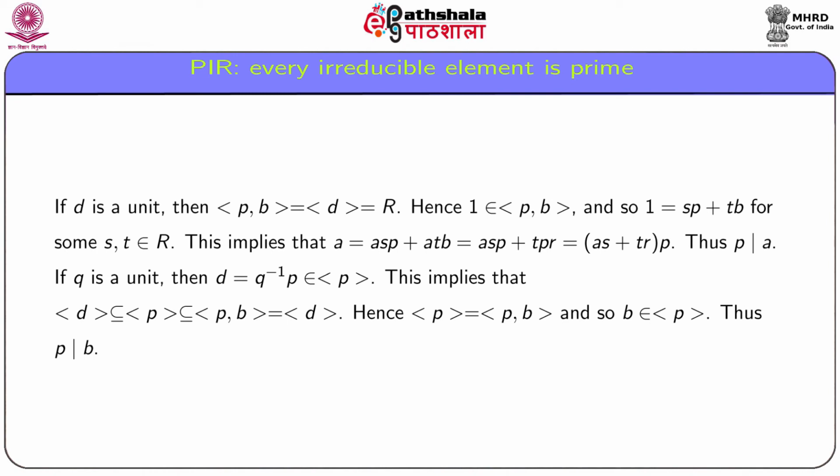If Q is a unit, then D becomes Q inverse times P, and hence D belongs to the ideal generated by P. This implies that the ideal generated by D is a subset of the ideal generated by P, which is again a subset of the ideal generated by PB, which is equal to the ideal generated by D. Thus the ideal generated by P becomes equal to the ideal generated by PB, and so B belongs to the ideal generated by P, that is, P divides B. Thus either P divides A or P divides B, and hence P becomes prime.